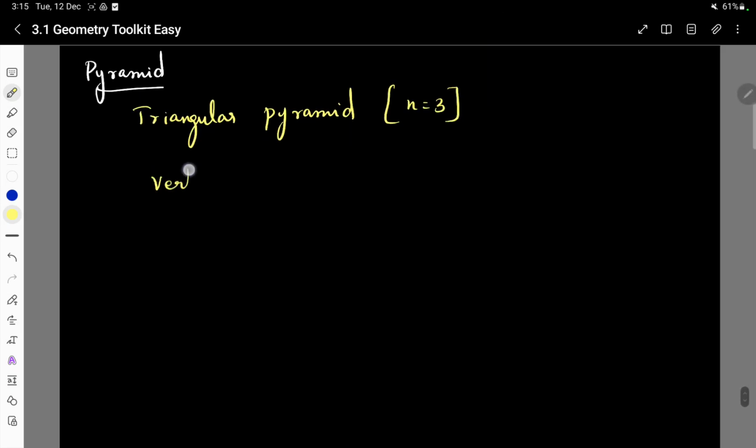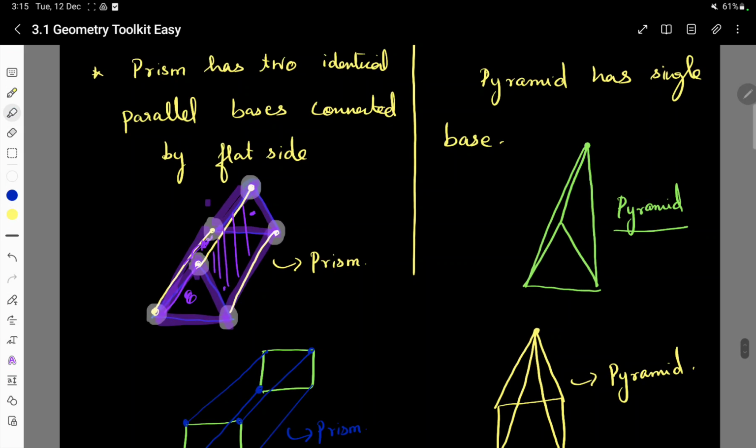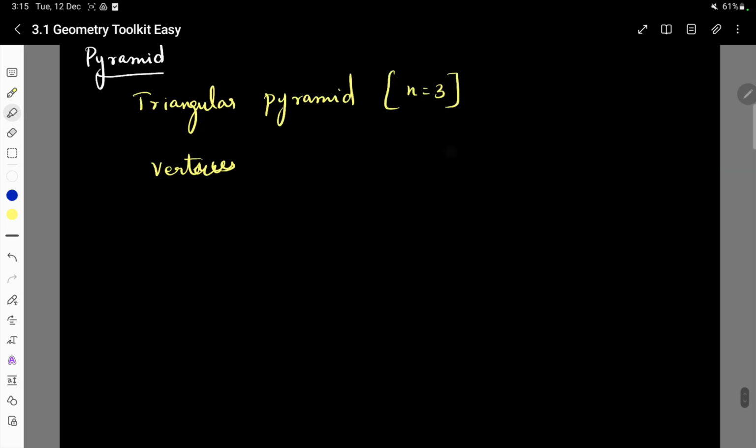So now the vertices. If you see in this shape, the vertices will be 1, 2, 3, 4. So which means 4 vertices, which is nothing but 3 plus 1, 4. So the base has 3 vertices and the pyramid has 4 vertices. And in general, the vertices will be n plus 1.